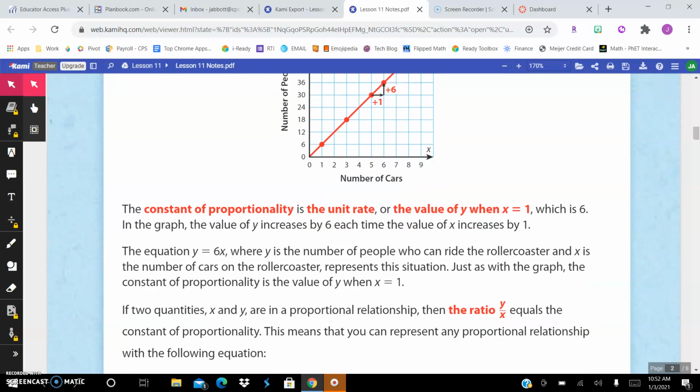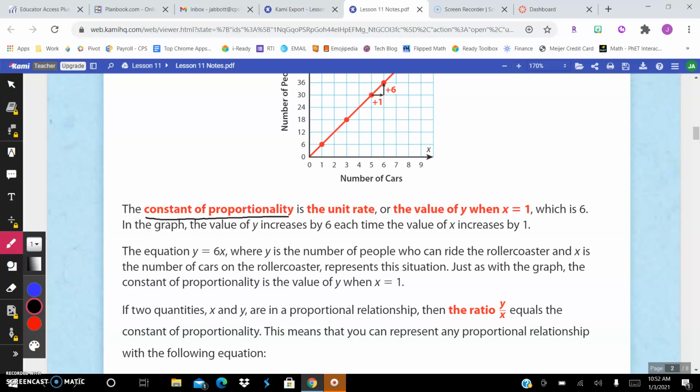So here is what I just talked about on the last page. The constant of proportionality is the unit rate, or the value of y when x is 1. So how many per 1? All 3 of those things mean the same thing. How many per 1? And we figured out that it was 6.